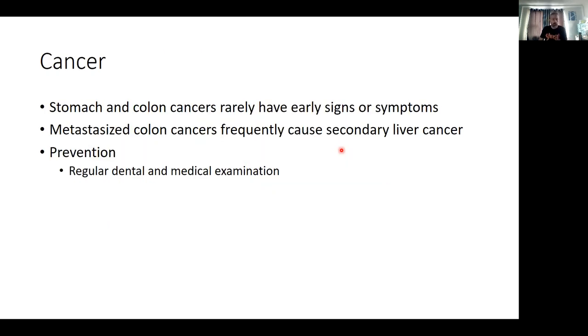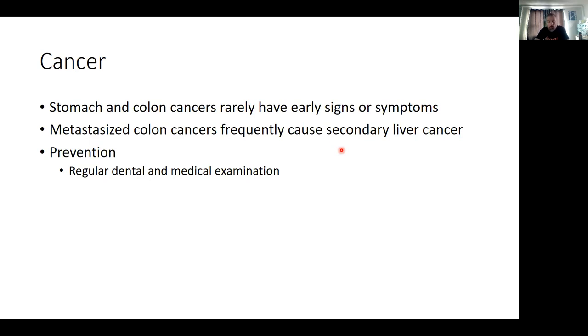Finally here, cancers are extraordinarily dangerous when associated with the GI tract because they very rarely have any kind of early symptoms. There's not really a lot of early warning signs for those things. Okay, and because of the way that the alimentary canal is connected to all kinds of things, if you have a cancer that is metastasizing, that is spreading, it can very readily spread to things like your liver.